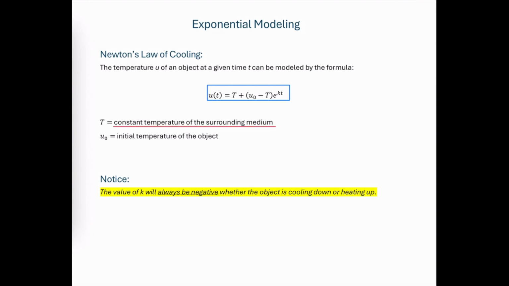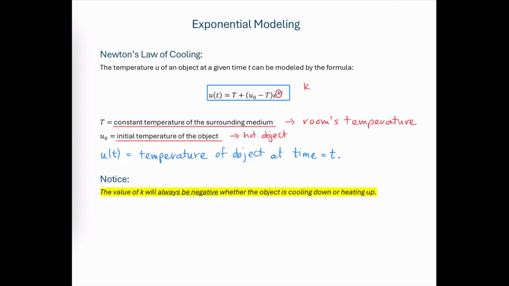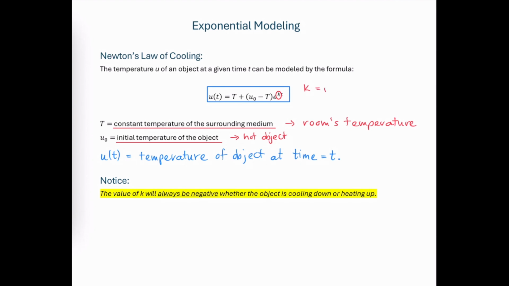Cap T is representing the constant temperature of the surrounding medium, essentially the room's temperature. And U sub 0, again this sub 0 meaning initial, or essentially when time is equal to 0, is the initial temperature of the hot object that is being placed into the room. The dependent variable U evaluated at T is going to be the temperature of the object at time T. And as we've seen in other exponential models, K is going to be the rate that the object cools.